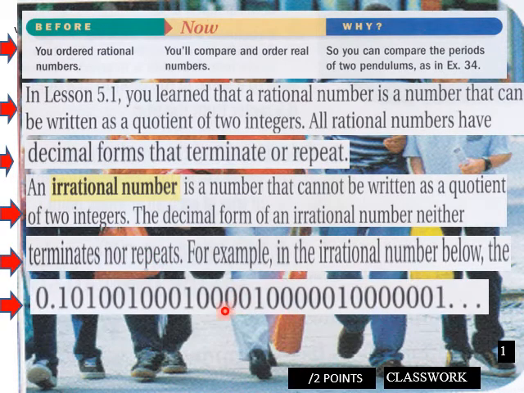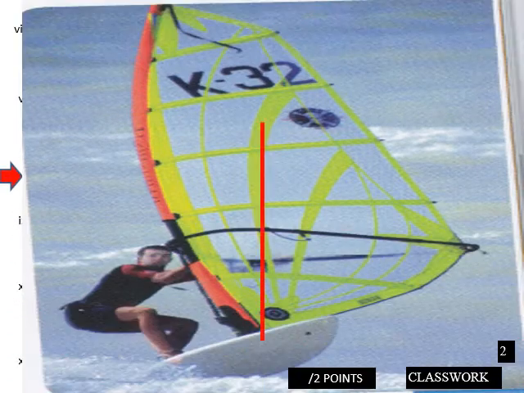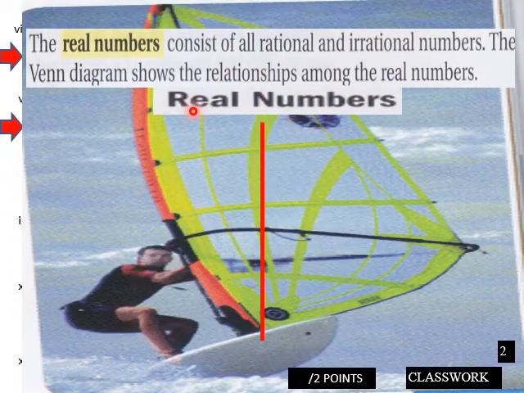For example, in the irrational number below here, look at that. The pattern of 1 separated by an increasing number of zeros continues without end. The decimal neither terminates nor repeats, so that's a fine example there of an irrational number. Real numbers consist of all rational and irrational numbers, so reals contain irrationals too.